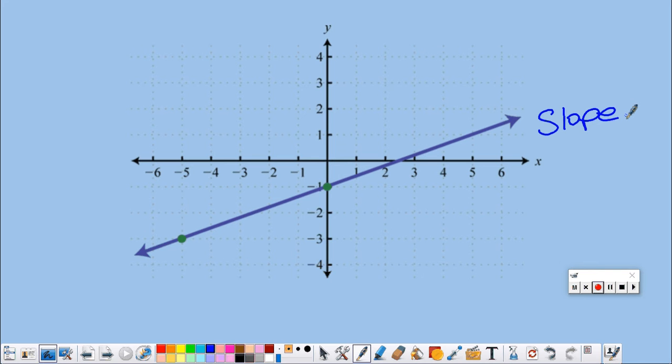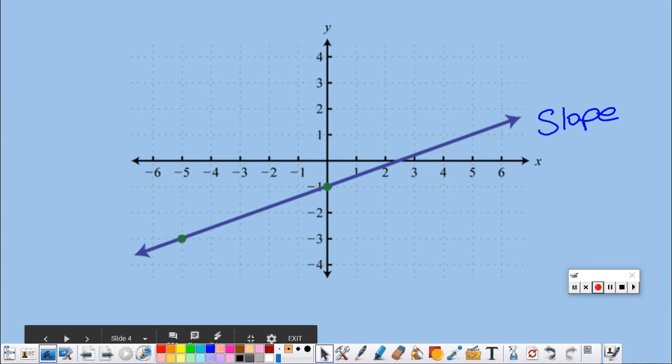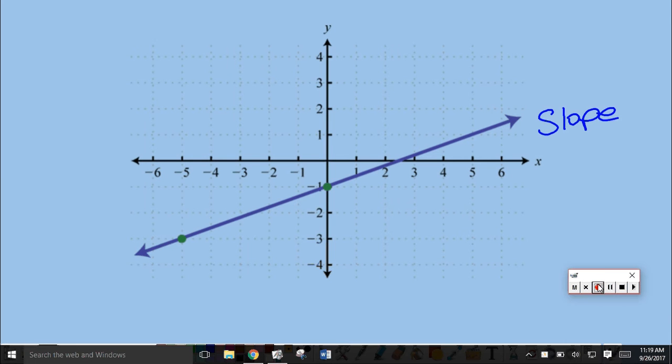No? Some say no, some say yes. Why don't you talk to your partner? Do you think that the slope of the line is going to be the same between these 2 points on the line, these 2 points on the line, these 2 points on the line, and so on? Okay? Talk to your partner about 15 seconds.